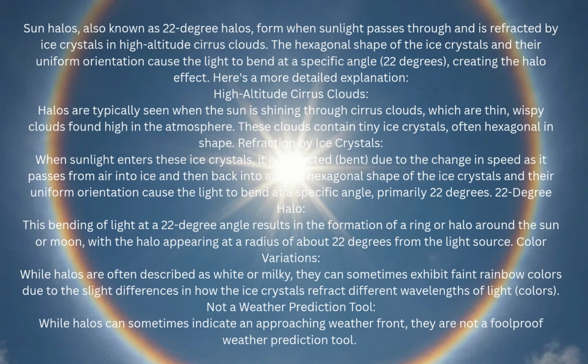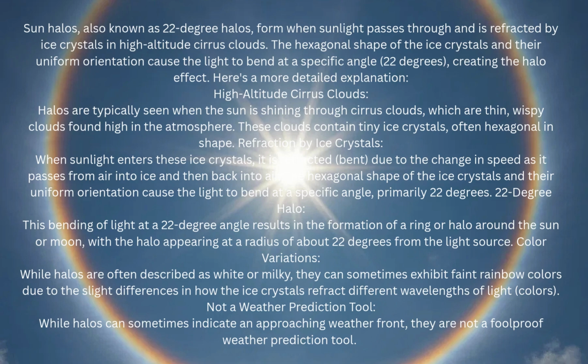Sun halos, also known as 22-degree halos, form when sunlight passes through and is refracted by ice crystals in high-altitude cirrus clouds. The hexagonal shape of the ice crystals and their uniform orientation cause the light to bend at a specific angle, 22 degrees, creating the halo effect. Here's a more detailed explanation.